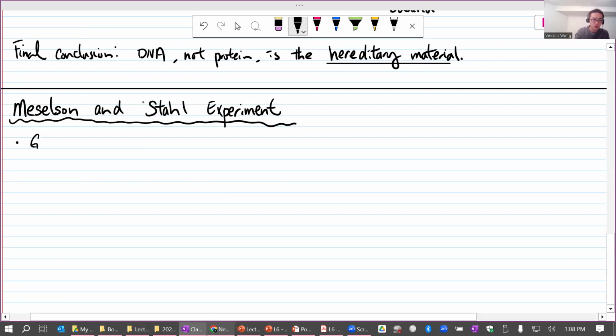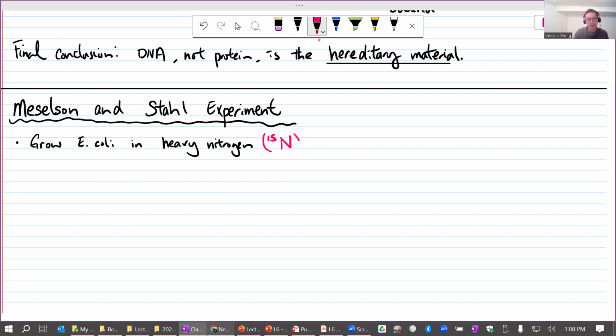Okay, I'm just going to use present tense. Okay, it's much easier. They grow E. coli in heavy nitrogen. Heavy nitrogen, okay, we will call it N15. Please use the same color as me. If you do this in black and white, it's not going to make sense. You have to use some color here. Hopefully, you have a red pen and a blue pen. So grow E. coli in heavy nitrogen, N15. The normal nitrogen is 14, if you look it up on the periodic table.